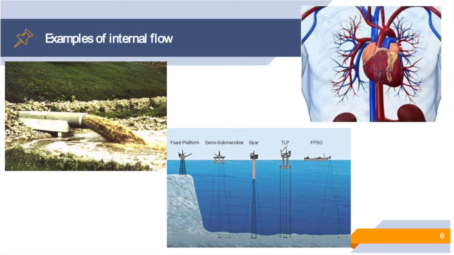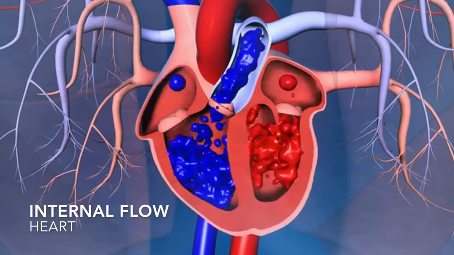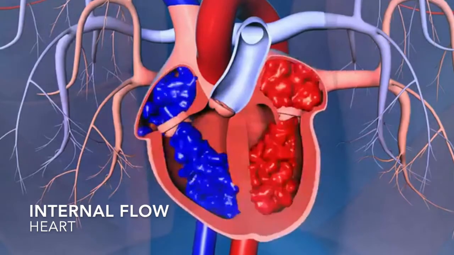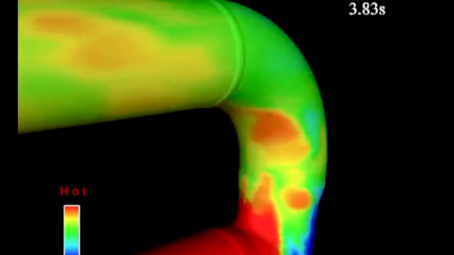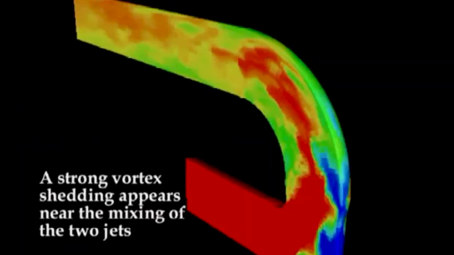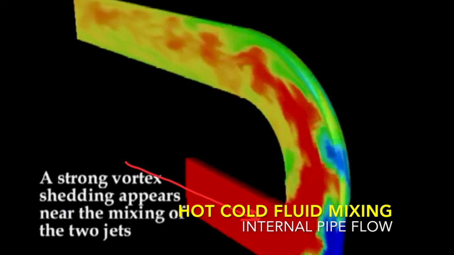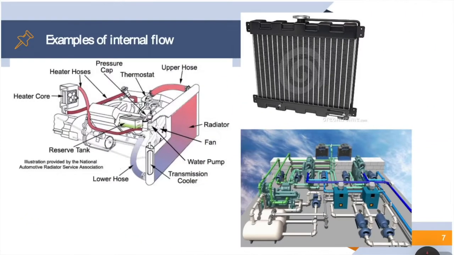Here are examples of internal flow. So here is an example of heart flow, and the fluid is flowing inside the heart. One is oxygenated blood and one is deoxygenated blood. Here is an example of fluid flow in a pipe, and you can see hot and cold water mixing to get a different, intermediate temperature. This is an example of internal and external flow as well.